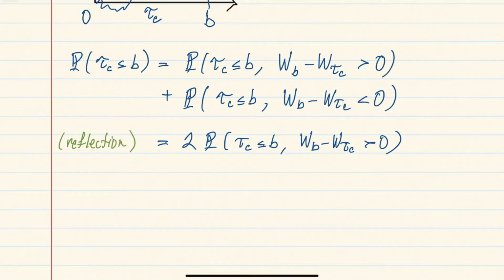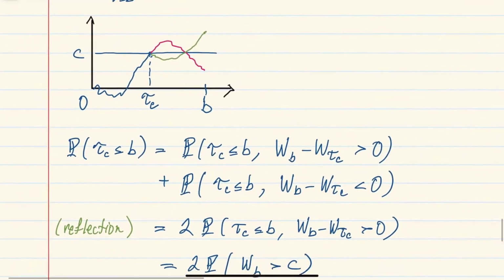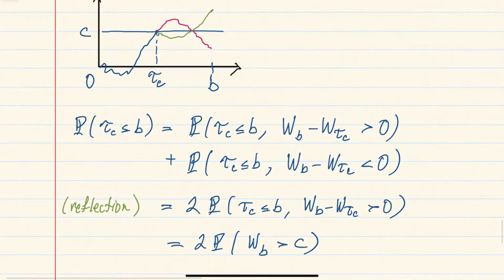But notice now that the probability written here can be simply stated by saying that the process W at time b is greater than C, right? Because if you look at this picture, the fact that the increment is positive means that at time b you end up above level C, but if you know that at time b you end up above level C, by continuity of the process you must have crossed level C somewhere before that time. So you don't need to mention the fact that tau C is less than or equal to b.